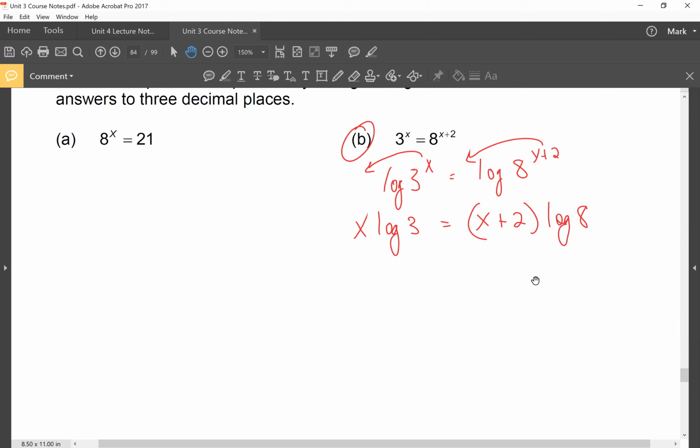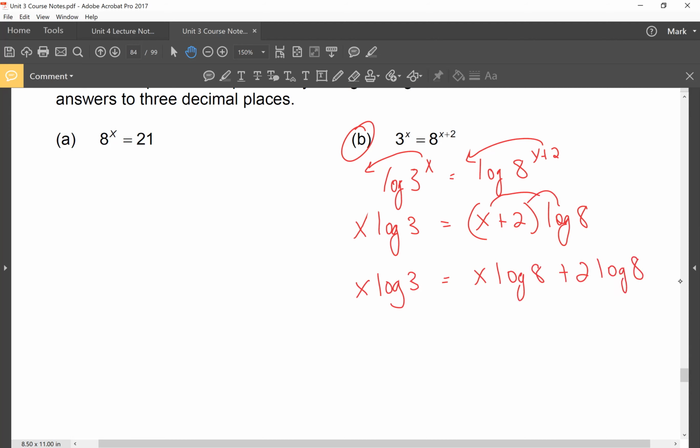So I got a problem here now. I need to solve for x, but I got x's in brackets. I got x on both sides. So what I'm going to do is I'm going to distribute the log out. So I will end up getting x log 3 equals x log 8 plus 2 log 8.